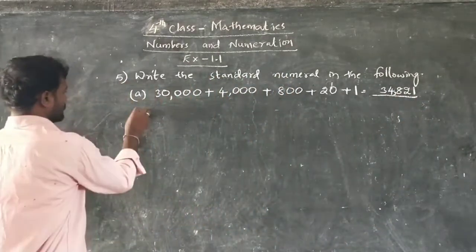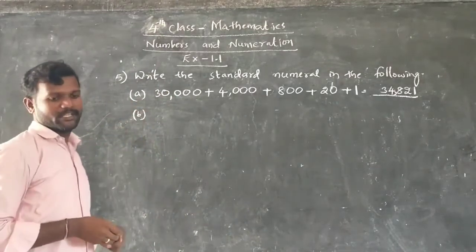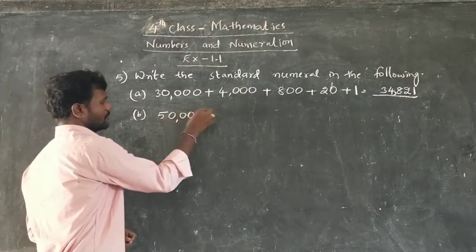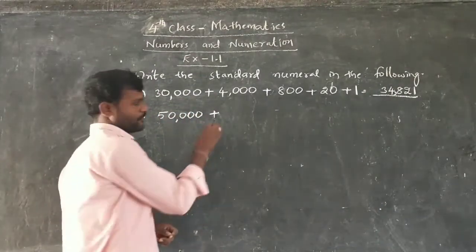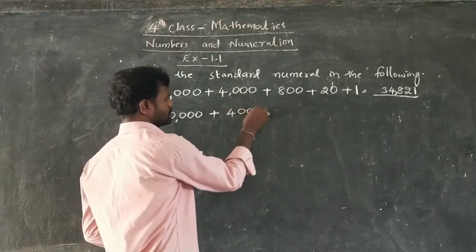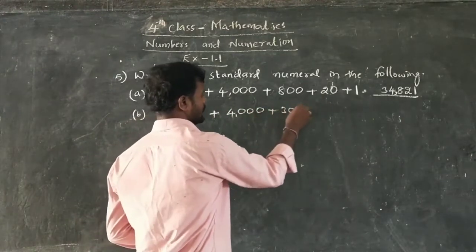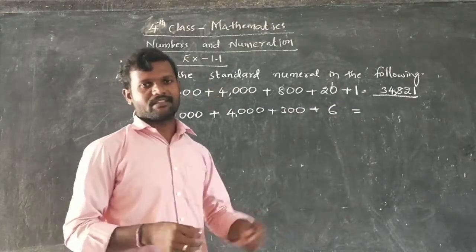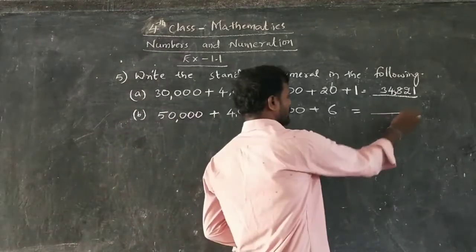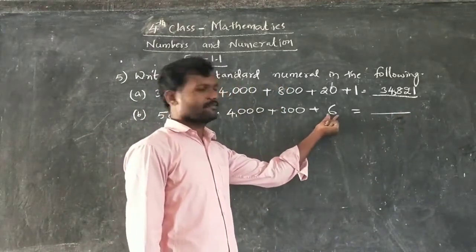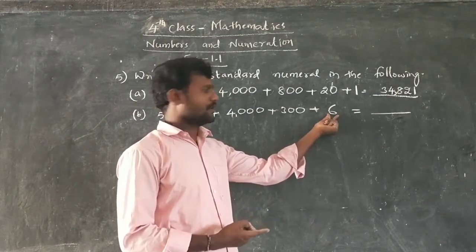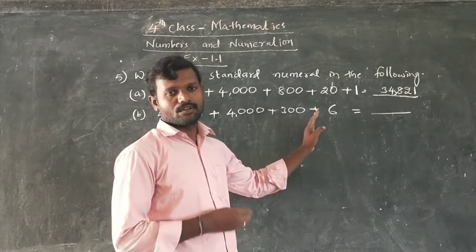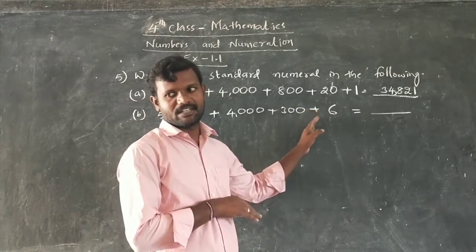Okay, and second B. What is B? 50,000 plus 4,000 plus 300 plus 6. It is given. How can you write? First one, 6. Only 6 means it is in ones place, nothing. And next, tens are not there. 10, 20, like the numbers are not there. So there is no number in which place? Tens place. So tens place, no number is there.